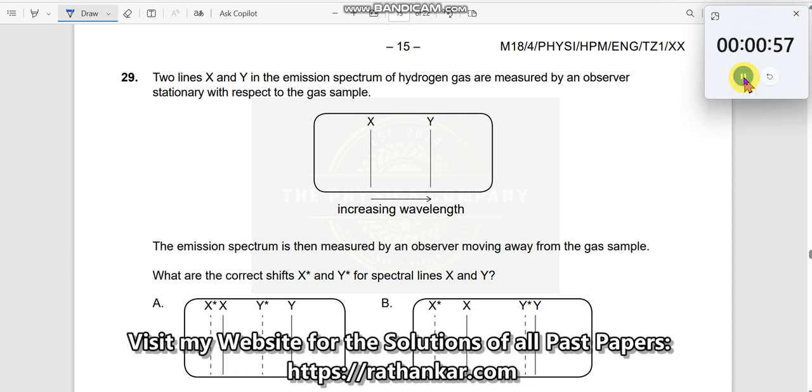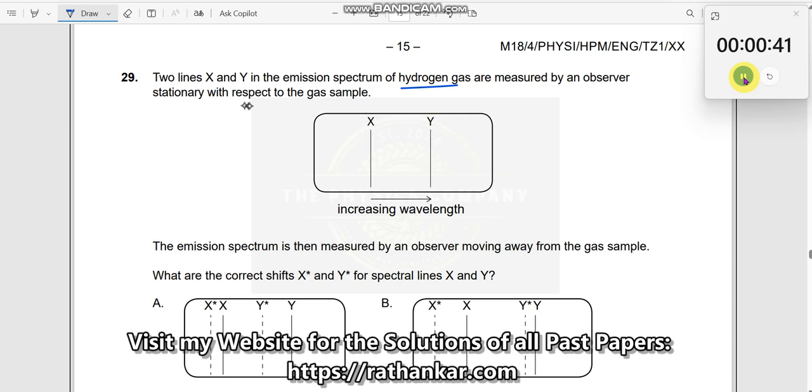Question number 29. Two lines X and Y in the emission spectrum of hydrogen gas are measured by an observer stationary with respect to the gas sample. Okay, so what is he asking here? You have hydrogen gas. In hydrogen gas, you have X and Y lines of increasing wavelength which are measured.